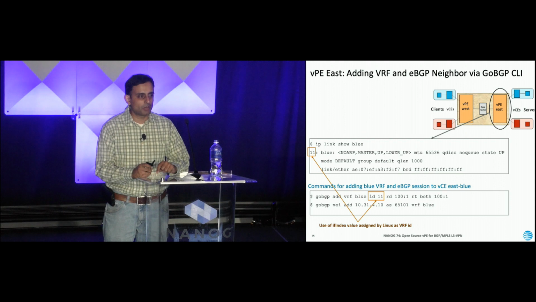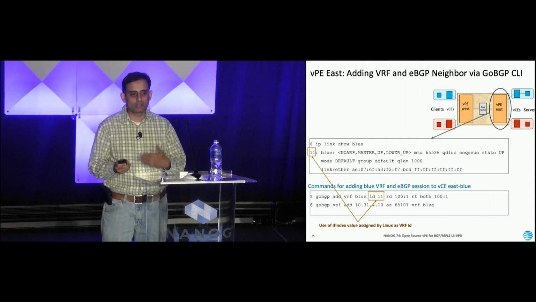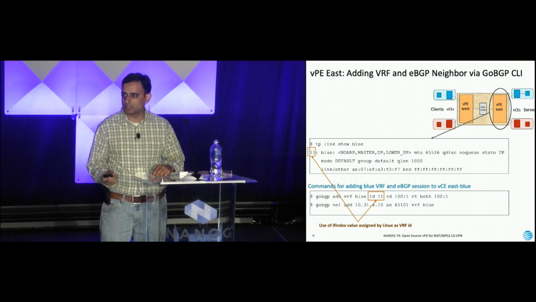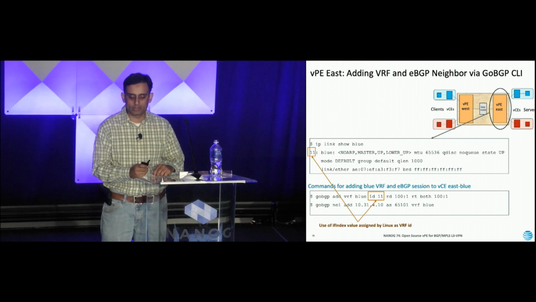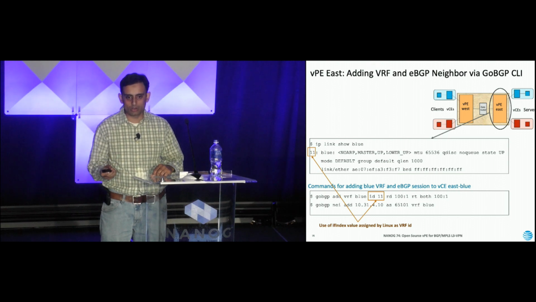The last bit is about configuring VRF and eBGP neighbor. Now, ideally I would have liked to configure them using GoBGP configuration file, but the GoBGP version that we were using didn't allow VRF configuration. So, we had to rely on GoBGP CLI to do the VRF configuration, and you can see that the first command adds blue VRF along with its route distinguisher and route target, and the next command adds the neighbor session and attaches it to the blue VRF.